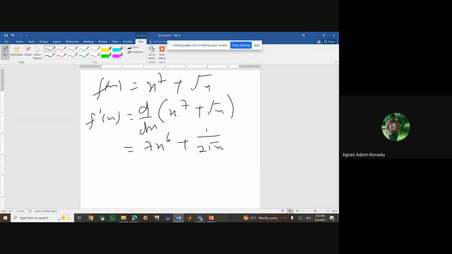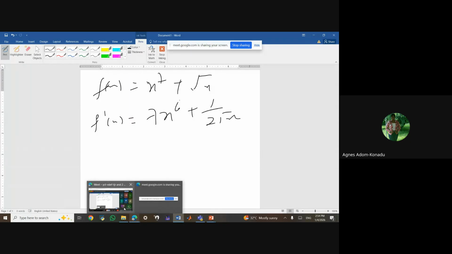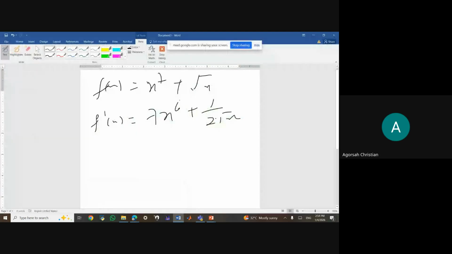It's okay. If you know how to do it, you can just, when you see this and you want to find f prime, if it's section A, f prime of x is equal to 7x to the power 6 plus 1 over 2 root x. You know this. I have to take my time and go through the process because I know some of you have forgotten about all these things. Okay, Eric, your hand is up.